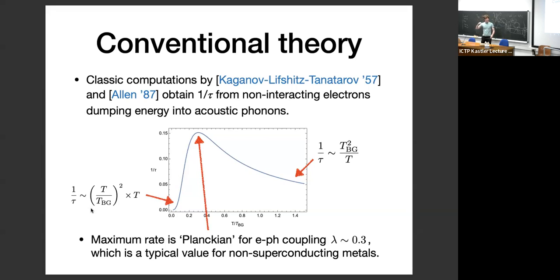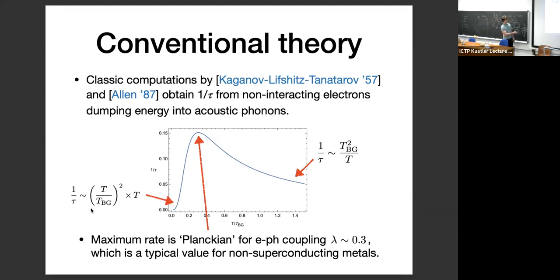That's because above this Bloch-Grüneisen scale, the scattering is elastic from the electron's point of view. The electrons are much more energetic than the phonons, because the electrons have energy T, but the phonons have energy below the scale. And because the scattering is elastic from the electron's point of view, they don't lose a lot of energy in any scattering. And because they don't lose a lot of energy, this thermalization becomes slow, the rate at which it loses. And so this decrease at high temperature is not because the scattering is weak, it's because the scattering doesn't transfer energy efficiently out of the electronic system.